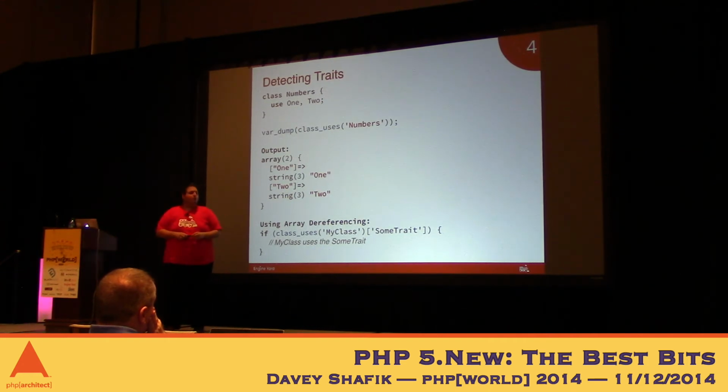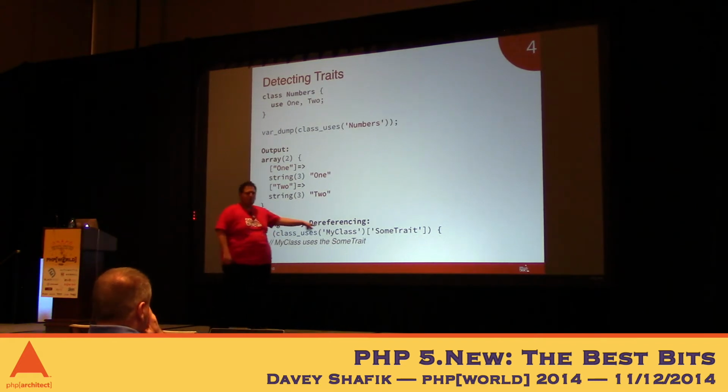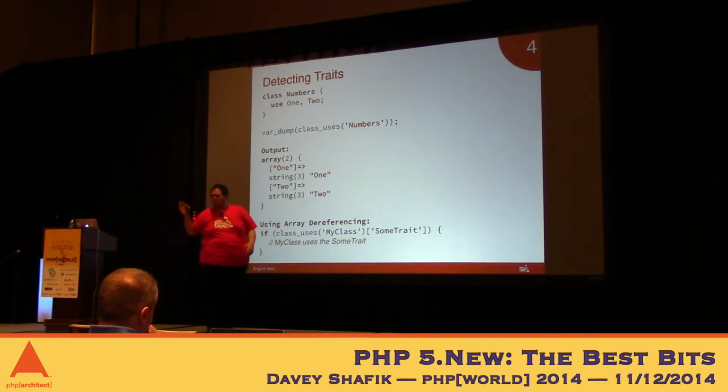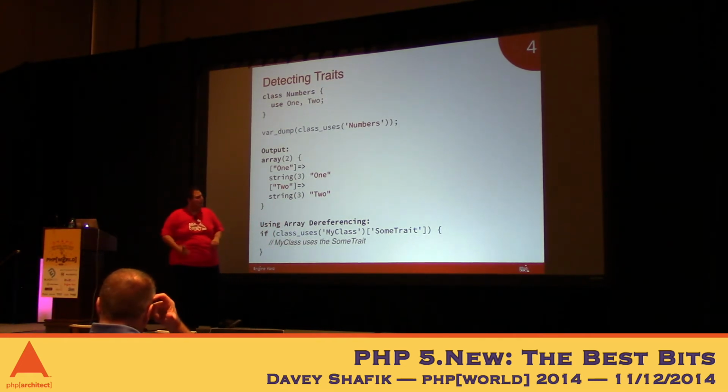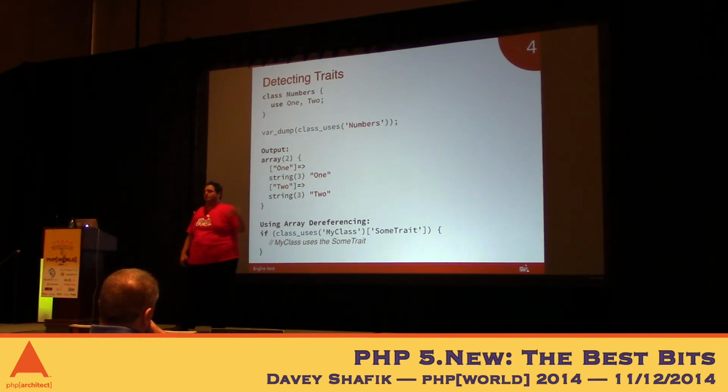Detecting traits. So they added array dereferencing, which means that you can call a function and access the keys of the array immediately after, but it throws away the array, which I think is a terrible waste of memory, and your function is probably doing the wrong thing. But this is one use case for it, but it's also something you shouldn't do. So you can't use instanceof to detect if something is a trait. It's not an interface or a class in the hierarchy. So instanceof does not detect the use of a trait.